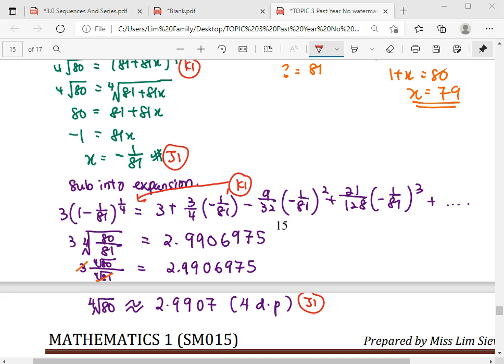Let me clear here. So I can cancel this because the fourth root of 81 is 3. The fourth root of 81 is 3. So times 3 divided by 3, I cancel. Simplified already.